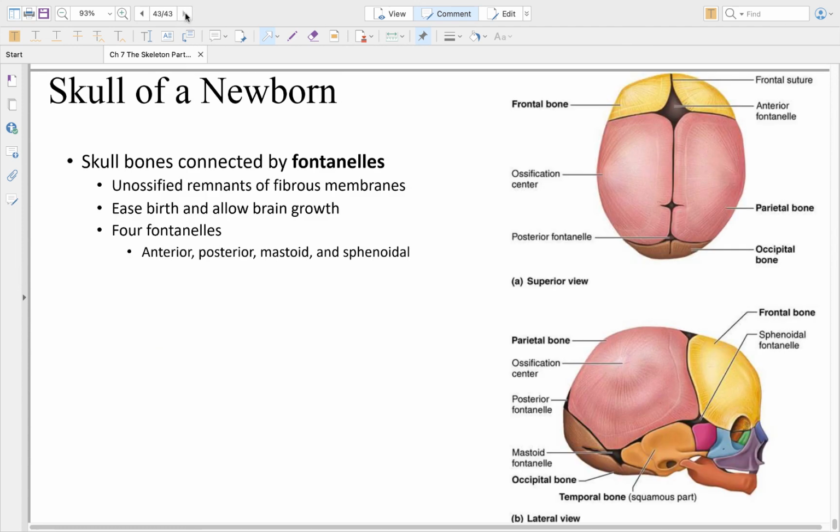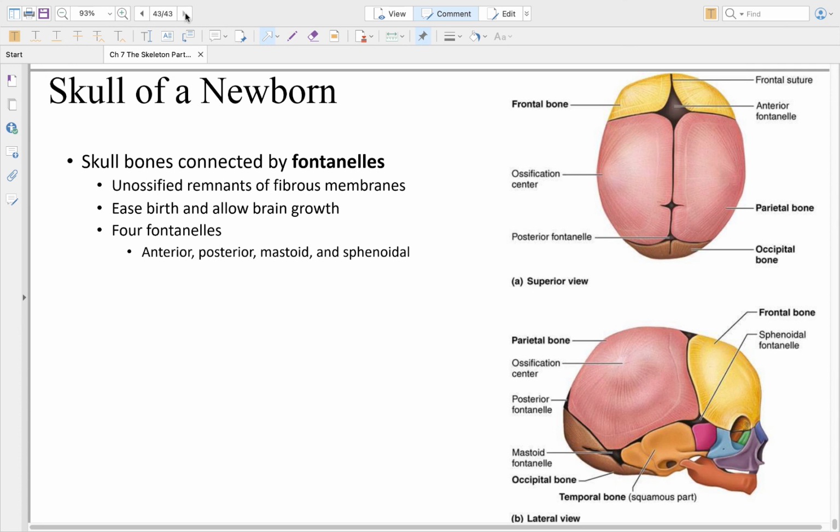Now the last thing we're going to talk about in this chapter is the skull of a newborn. Newborn babies are not born with a completely formed skull. Of course, they're not born with completely formed organs, brains, or body parts, right? So it's not shocking that they're born with these soft, unossified remnants of fibrous membrane called fontanelles. And this allows the brain to grow. It allows the birthing process to occur easier or quicker without damage.